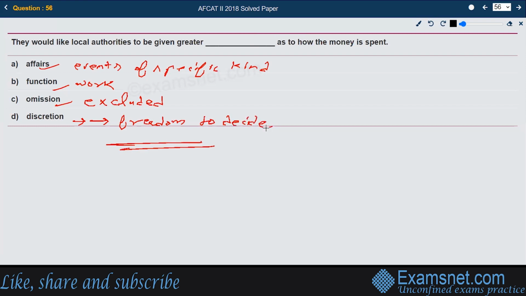So if something is to be given as to how the money is spent, the right answer should be discretion, because only when the freedom to decide what should be done is given to the authorities will they be able to do good for the society. So the right answer is discretion, freedom to decide.